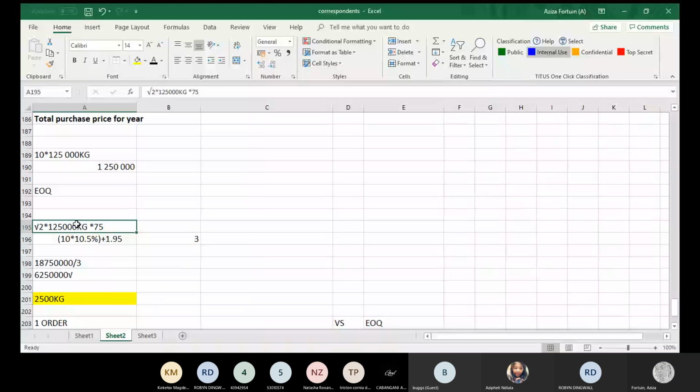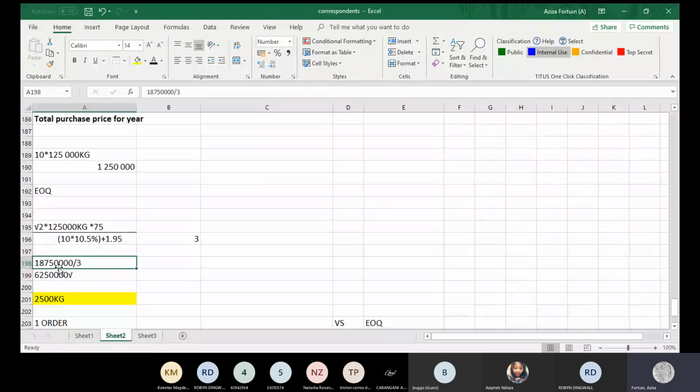Okay. So 2 times the annual demand, times the cost of placing an order, divided by your holding cost. That 125,000 is my annual demand. So 2 times 125,000 times 75 is how much? Oh, sorry, it is 18,750,000. So 2 times 125,000 kgs times 75 equals this answer here.